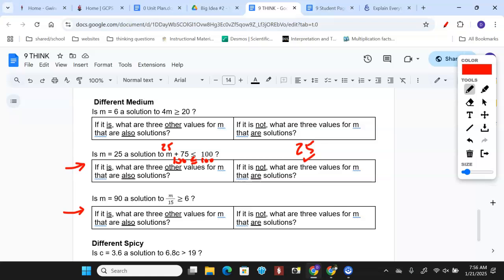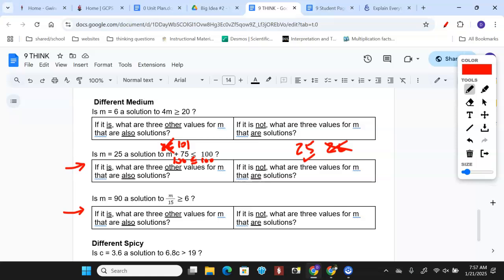I need 3 more now. Up or down, I don't know. Let me try 26. So if I do 26, I'm going to get 101. That is not less than 100, and it is not equal to 100. So 26 is a no. Sometimes I mark my no's too. 25 worked fine. 26 did not.